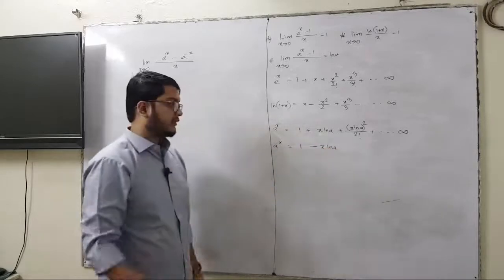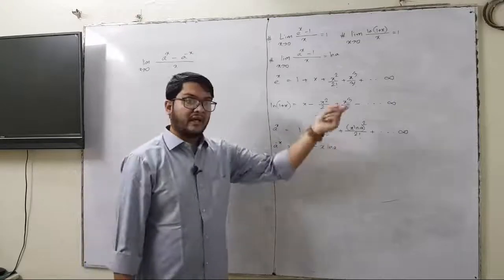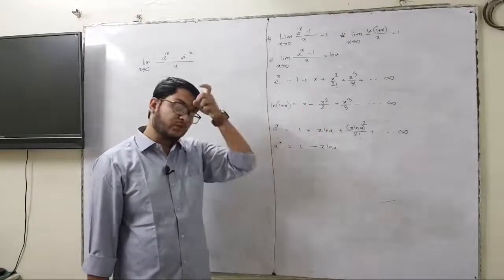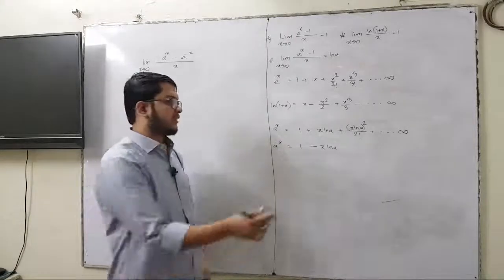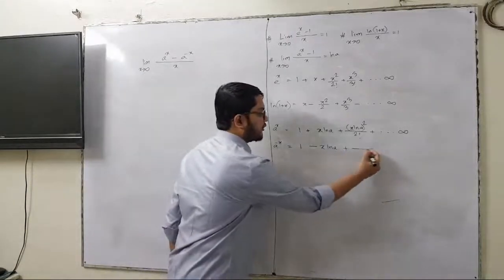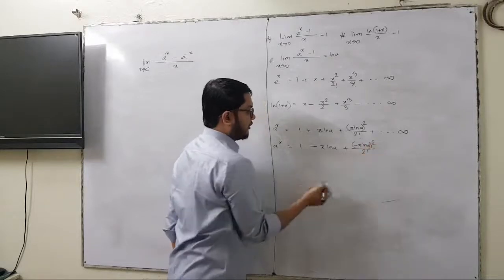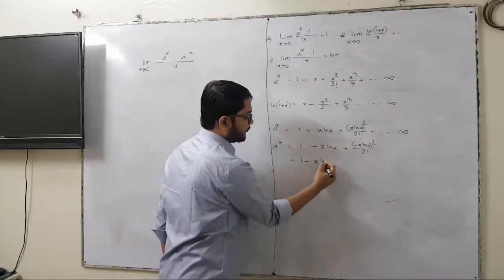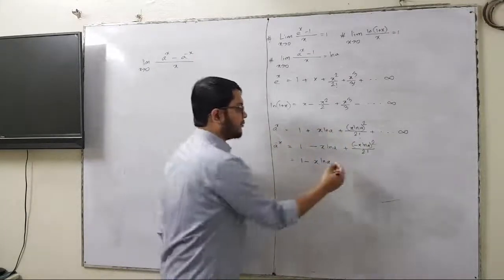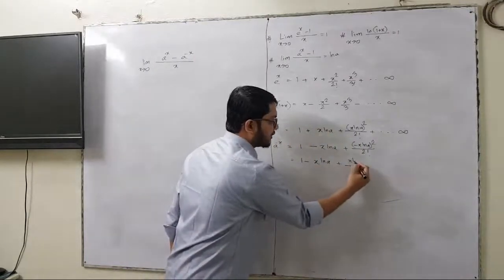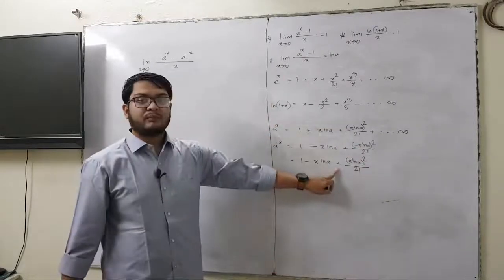I hope you understand. Now, the next term, x ln a whole square. So instead of x ln a, we will put minus x ln a whole square. So this will again become plus. So minus x ln a whole square divided by 2 factorial. So it will become, this negative sign, when you square, it will become positive. So it will become x ln a whole square by 2 factorial. So it's again becoming positive.